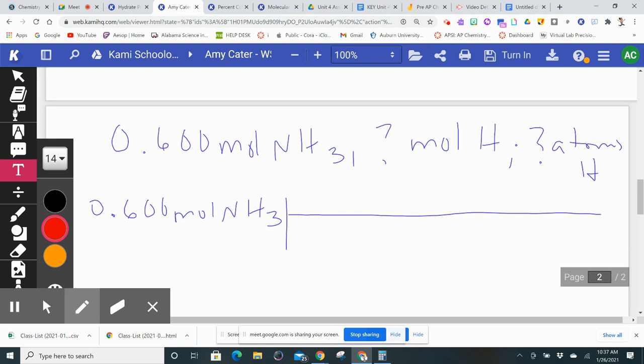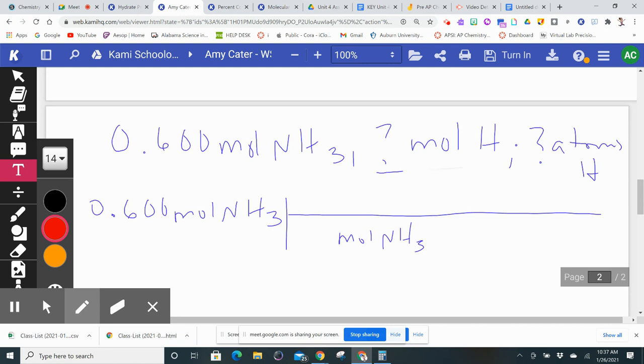All right, I don't want moles of NH3 anymore, so I get rid of those moles. So moles of NH3 goes on the bottom. Be specific. I knew that. All right, so I want to get rid of moles of NH3.